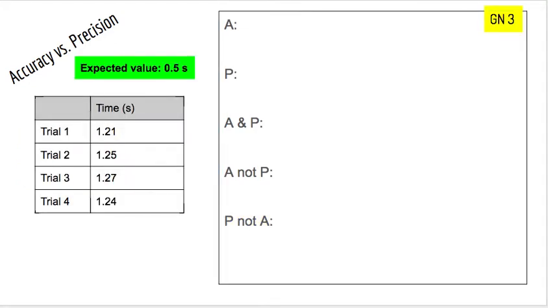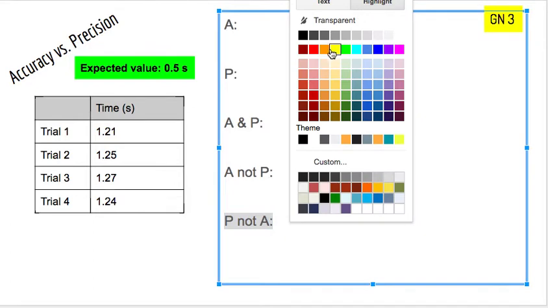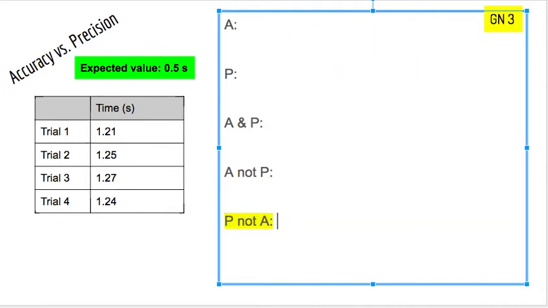Another data table. Our expected value is 0.5 seconds. So in our 4 trials, we get 1.21, 1.25, 1.27, 1.24. 1.2 something is very far from 0.5. So again, we are not accurate. We are far from the true value. However, all of the times that we collect are very close together, 1.2 something. So best answer here would again be precise, but not accurate. Close together, far from 0.5 seconds.